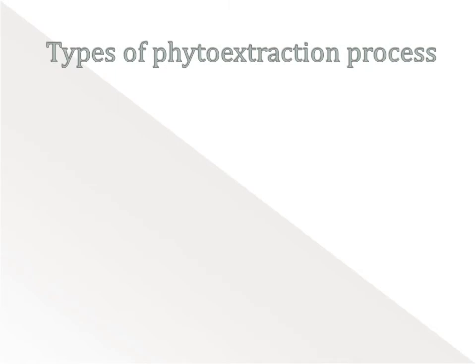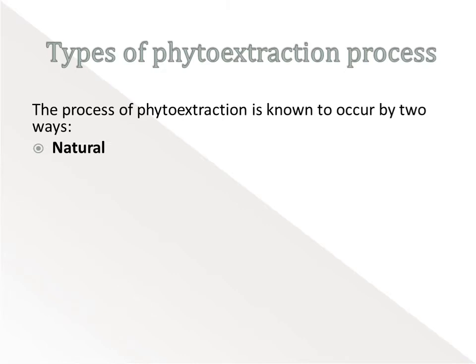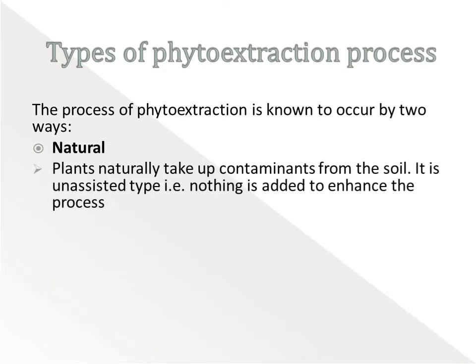Types of phytoextraction process. The phytoextraction process is usually carried out in two ways. First one is natural. Natural means plants alone carry out the removal of the contaminants from the soil, and no assistance is provided to the plants. That is, the whole process is carried out only by the plants, and nothing is added to enhance the capability of the plants for phytoextraction.